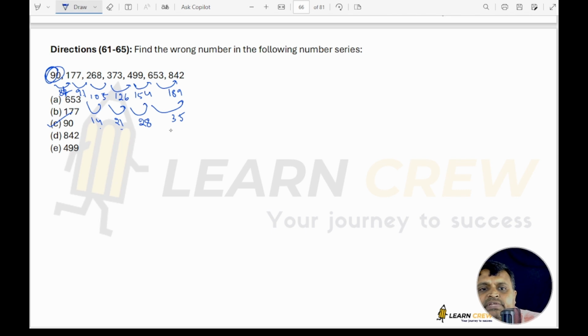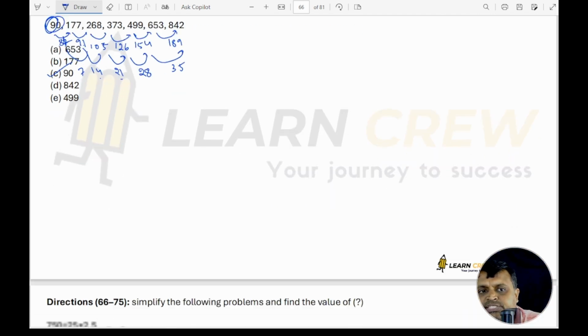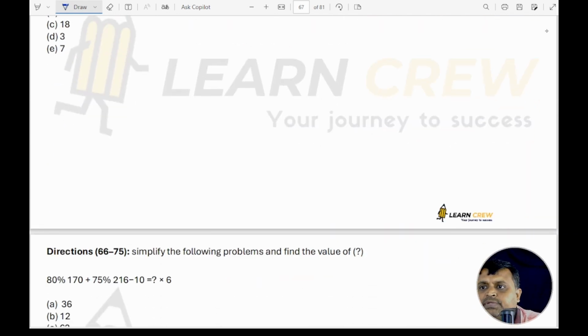The difference of differences are multiples of 7. Okay, so 84, 91, it is 7. So thereby, here difference has to be 84, which means 177 minus 84 is 93. 93 is the right term, 90 is the wrong term. So answer is option C. Next one.